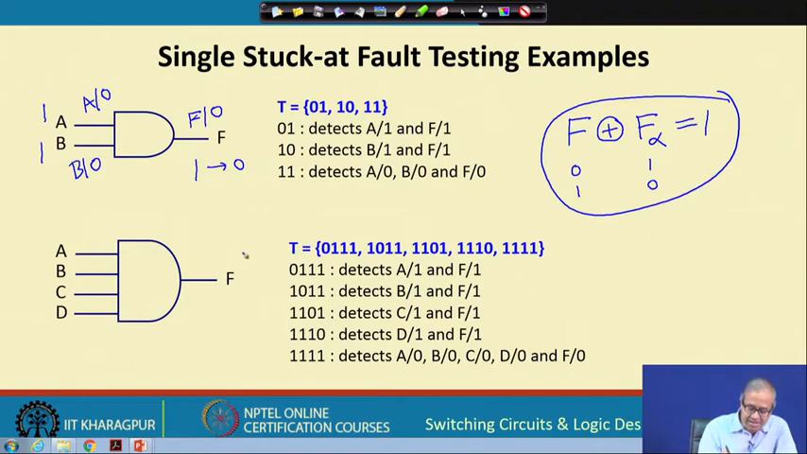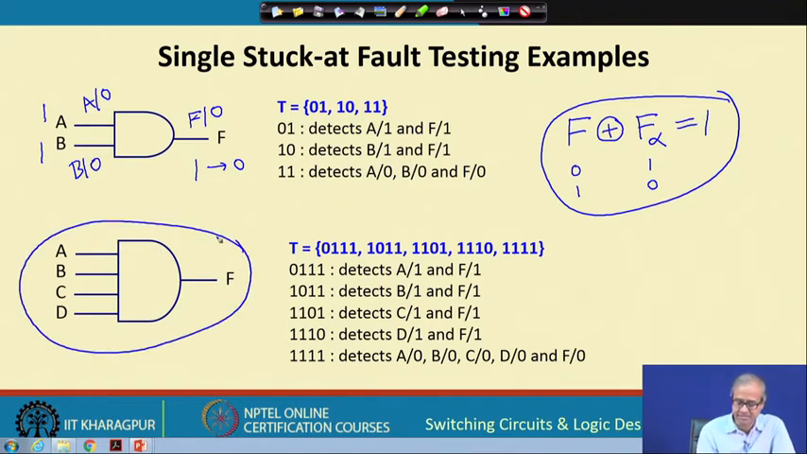Okay. Take a larger AND gate, a 4 input AND gate. Following a similar logic, you can verify that you require only 5 test vectors for testing all faults. 0 1 1 1 will detect only A stuck at 1 and F stuck at 1, 1 0 1 1 detects B and F, and so on for C and F, and this one D and F. But 1 1 1 1 will detect all the stuck at 0 faults. So, these 5 test vectors taken together can detect all the 10 faults, right.